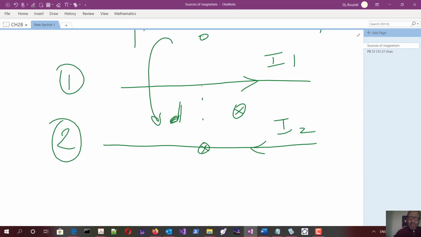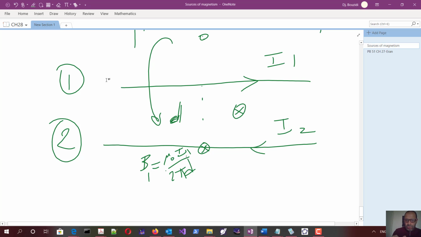Actually, I can find exactly what B1 at this point due to wire 1 is: B1 equals mu naught I1 divided by 2 pi times d, the distance between them. So I know exactly its value too. It's not just how strong it is or what direction it has, but I know exactly how strong that magnetic field created by this current is.